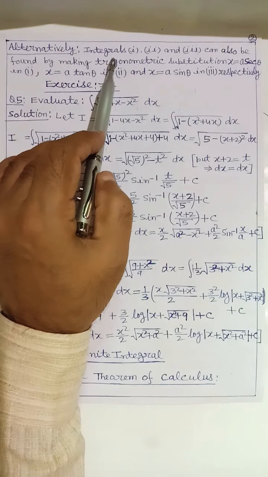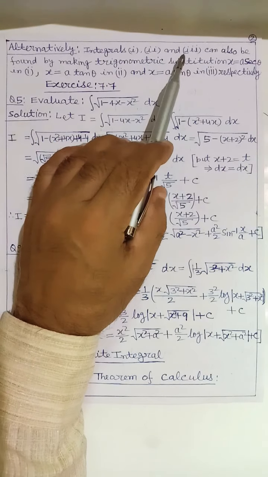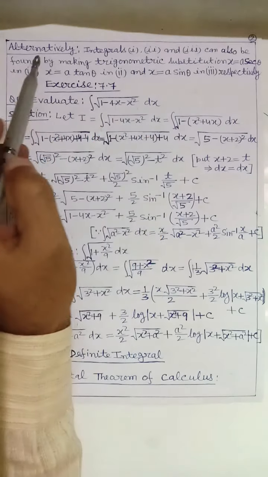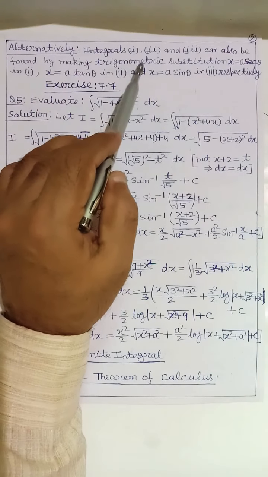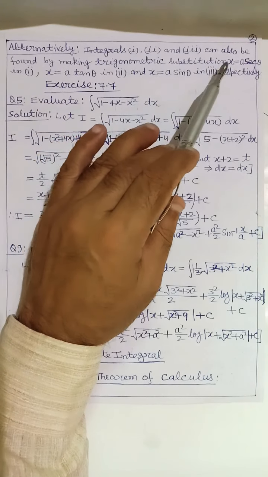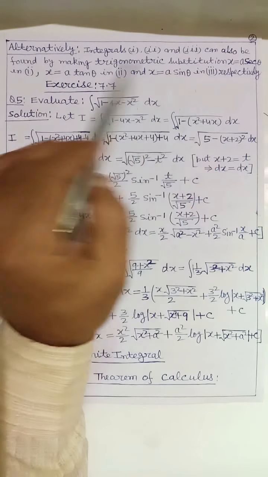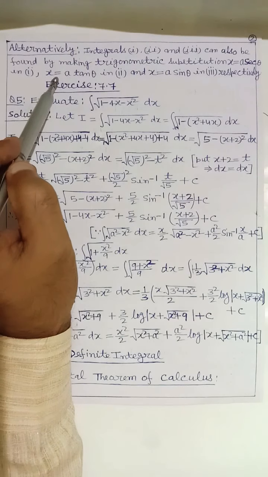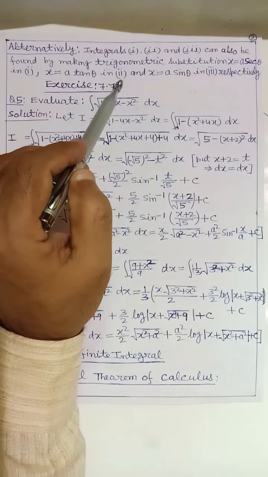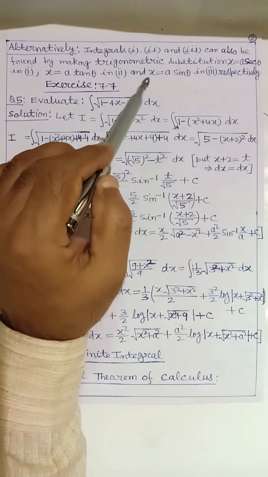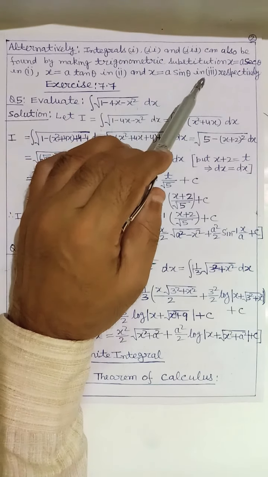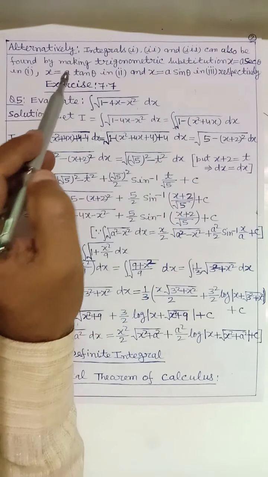Alternatively, the first, second and third integrals can also be found by making trigonometric substitution. That is, x is equal to a sec theta in the first, x is equal to a tan theta in the second, and x is equal to a sin theta in the third respectively.